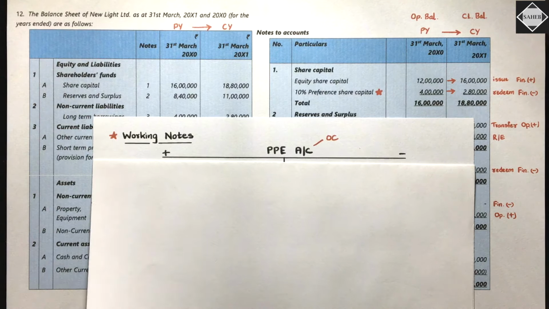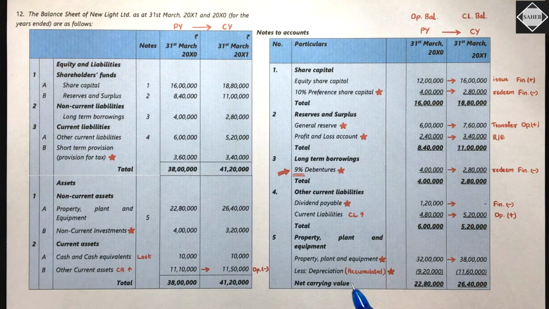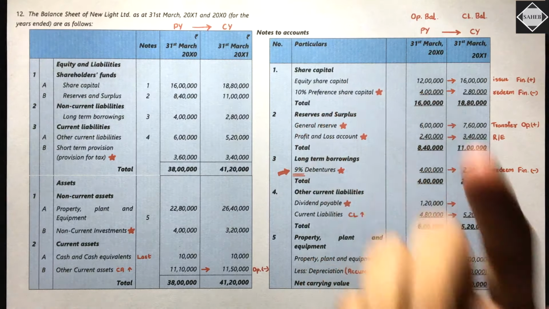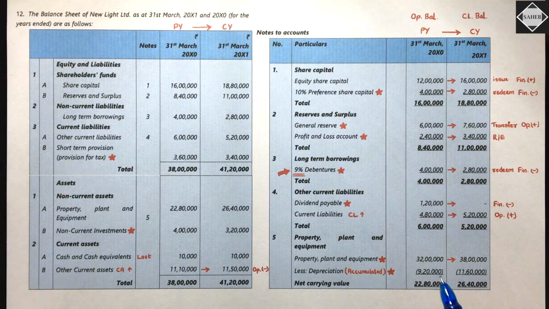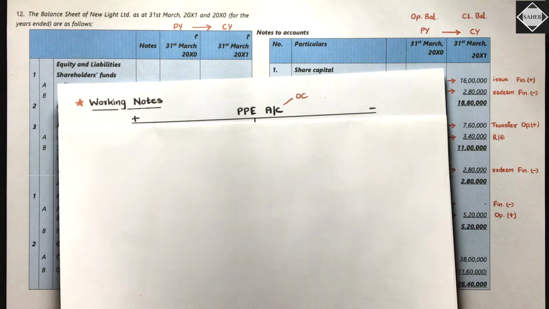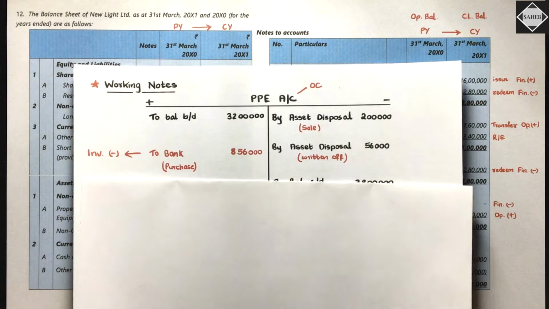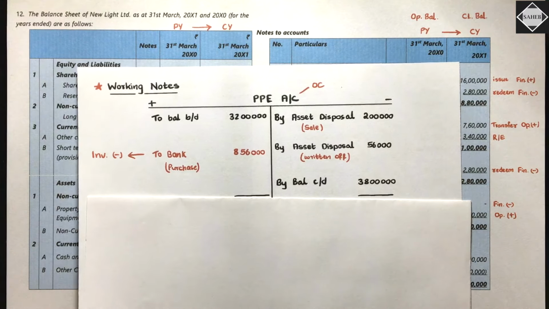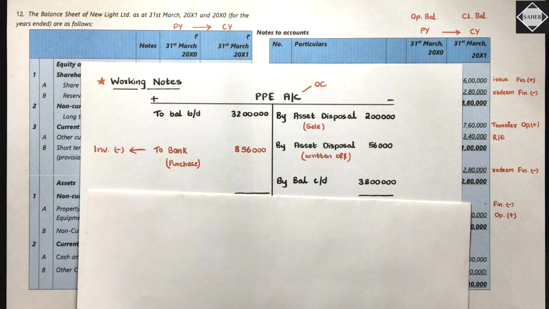In the question here we know there is accumulated depreciation, so we'll be opening 3 accounts: PPE, accumulated depreciation and then asset disposal. So for PPE, opening balance is 32 lakhs, closing balance is 38 lakhs. See here, the PPE account has a debit balance, opening balance on the debit side 32 lakhs, closing balance on the credit side 38 lakhs. Then see the first adjustment.